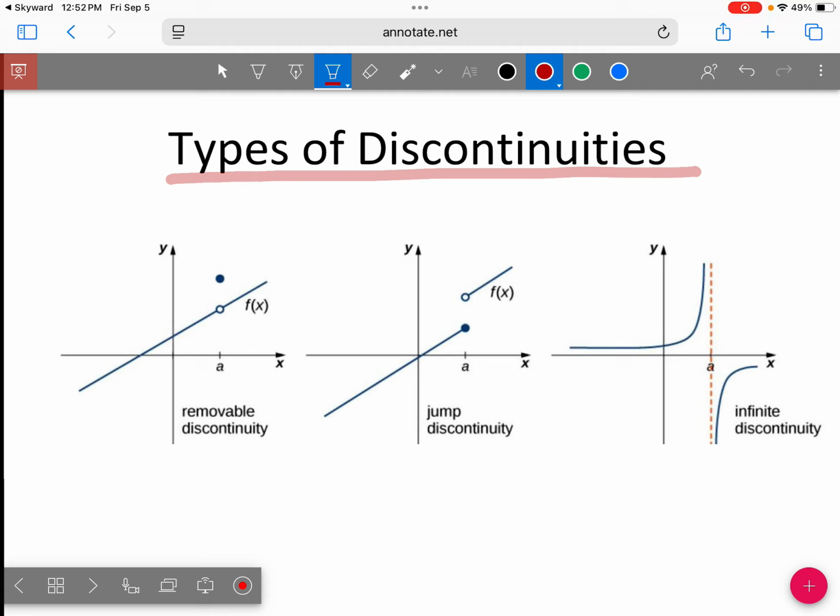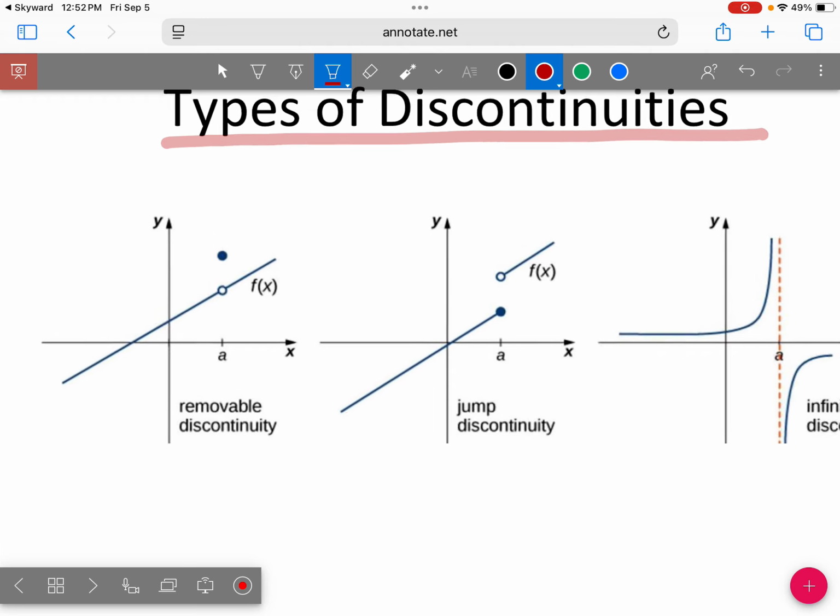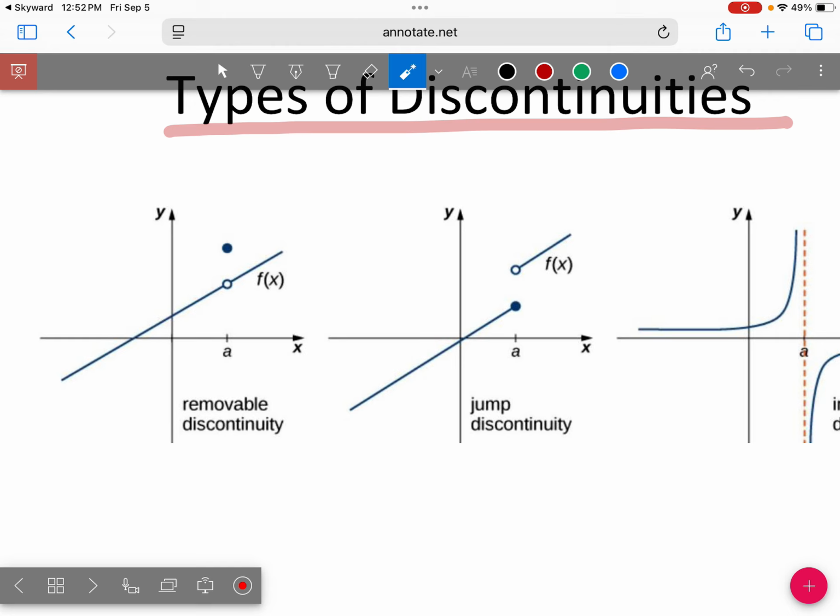So a discontinuity is a place where the graph is not continuous. That's what it means. And there's 3 different types. And you do need to memorize these 3. The first one is a removable. I think the easiest way to recognize a removable is a hole in the graph. It looks like a hole is in the graph.